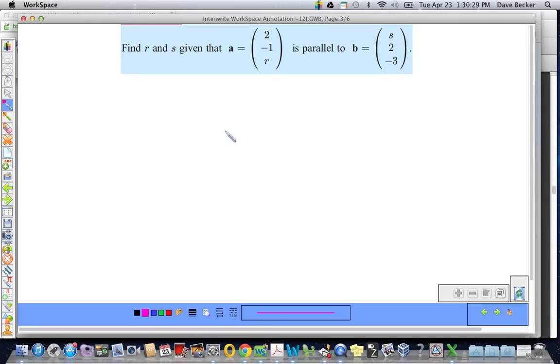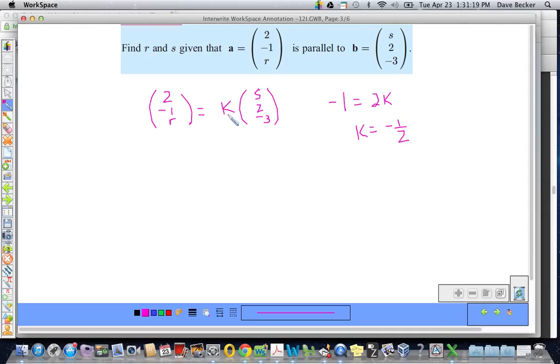Okay, so let's do an example. Find r and s given that vector A equals 2, -1, r, and is parallel to B equal to s, 2, -3. Well, if they're parallel, then there is some value k multiplied by this vector s, 2, -3, such that the vectors are equal. So what you're looking for is corresponding components that are numbers and not variables, and we have that right here. What we have is -1 equals 2 times k, which means that k is equal to -1/2.